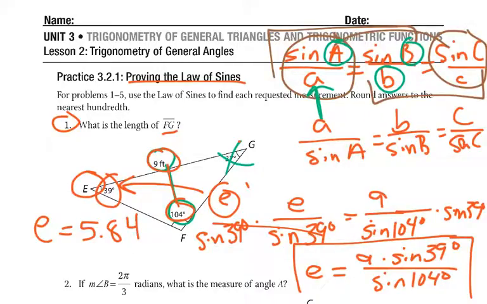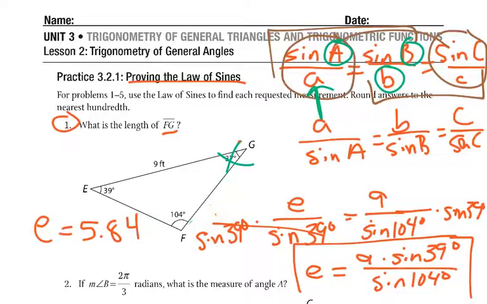5.84. Okay? And then you can kind of check it too, because there's a triangle law that says the bigger the angle, the bigger the side across from it. So 39 across here, 39 is about 40, not quite half. So it's smaller, and that's kind of what we're looking at here. All right?